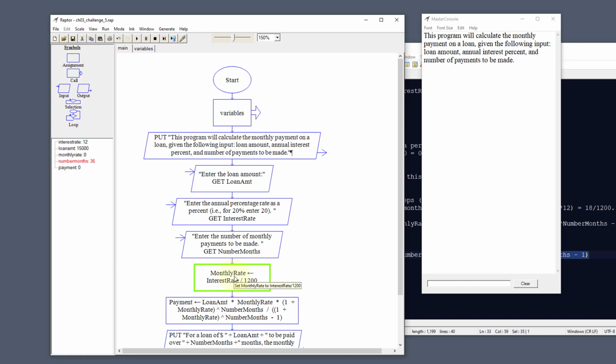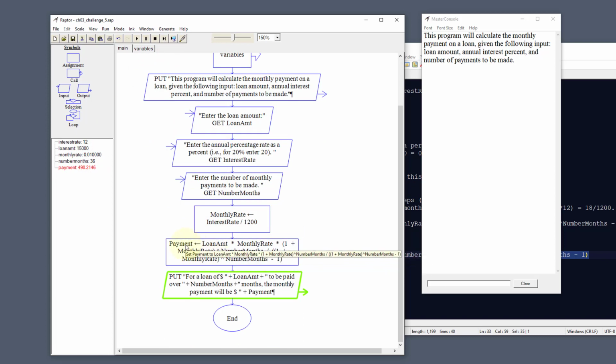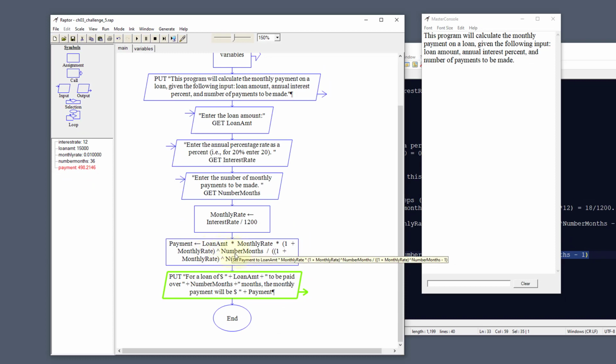And now we're going to set our monthly rate as our interest rate divided by 1200. So 0.01, that sets our monthly rate. And now we're going to do our next calculation and our payment. It set our payment based on our loan amount, based on our monthly rate, based on the 1 plus the monthly rate. So this is your loan calculation that they give you in the textbook. And that's what you put into your calculation field there, your assignment. And then it outputs to the user that we have a loan of $15,000 to be paid over 36 months. The monthly payment will be $498.21.